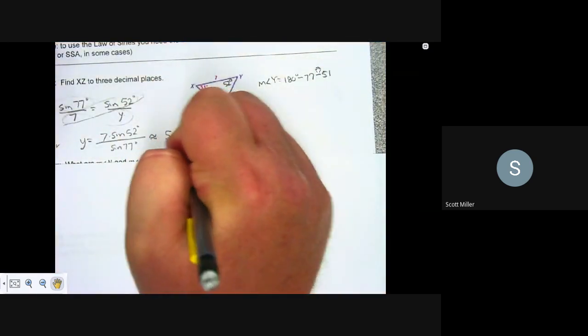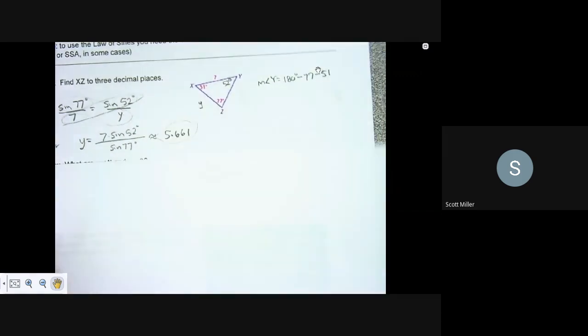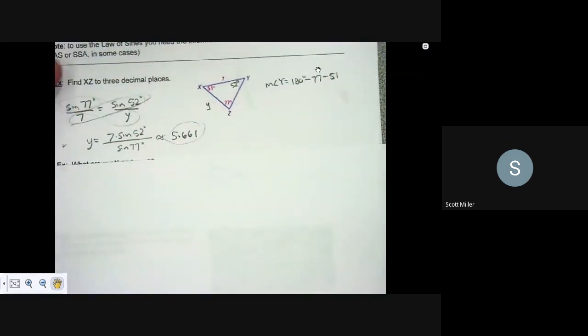So this is 5.661. And that is my rounded off answer. Okay?